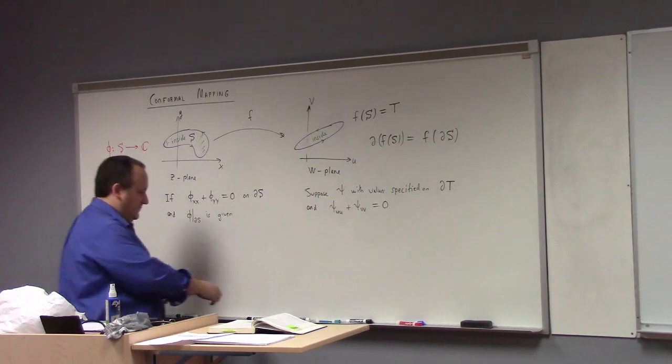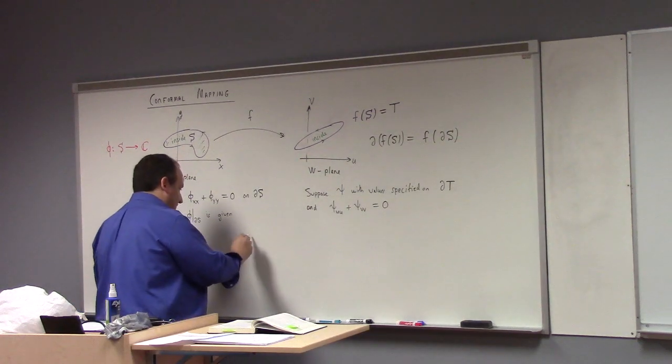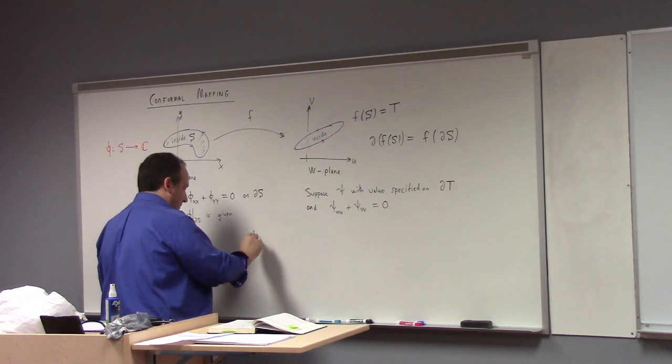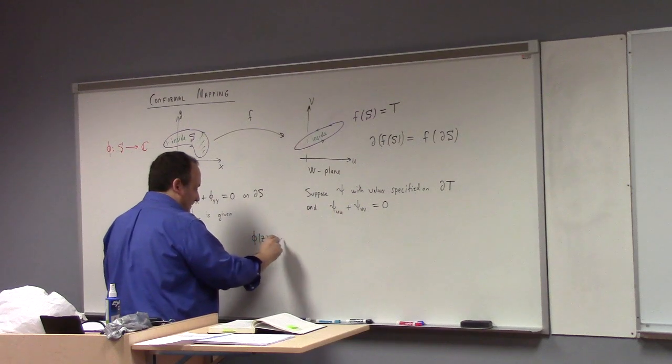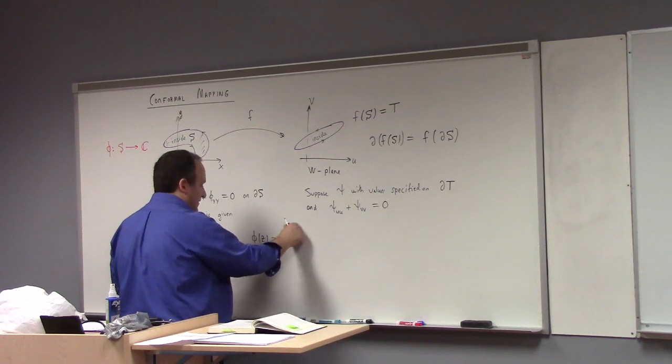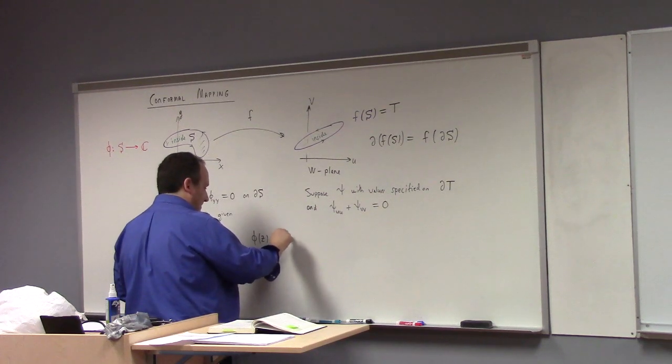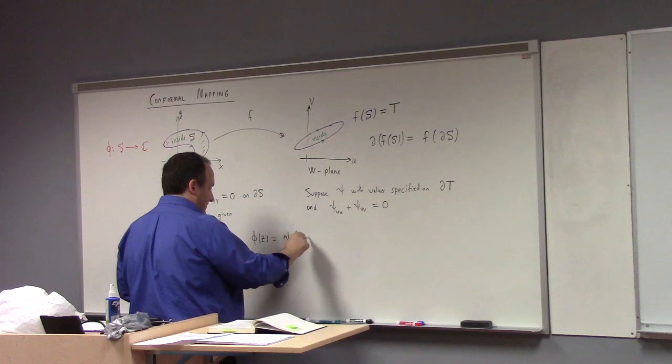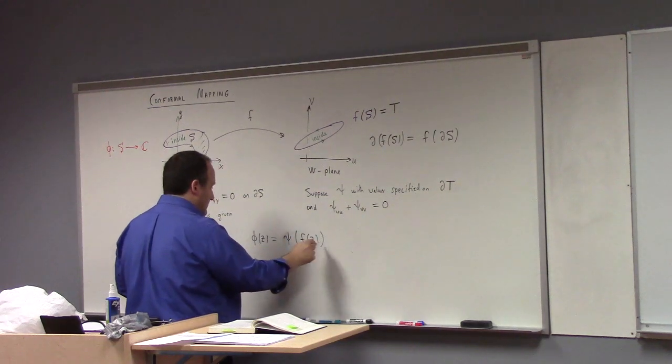So how about this? I could write this. I could say phi of Z. I could try building it like this. It is f, no, my bad, psi of f of Z. That's one thing I could do.